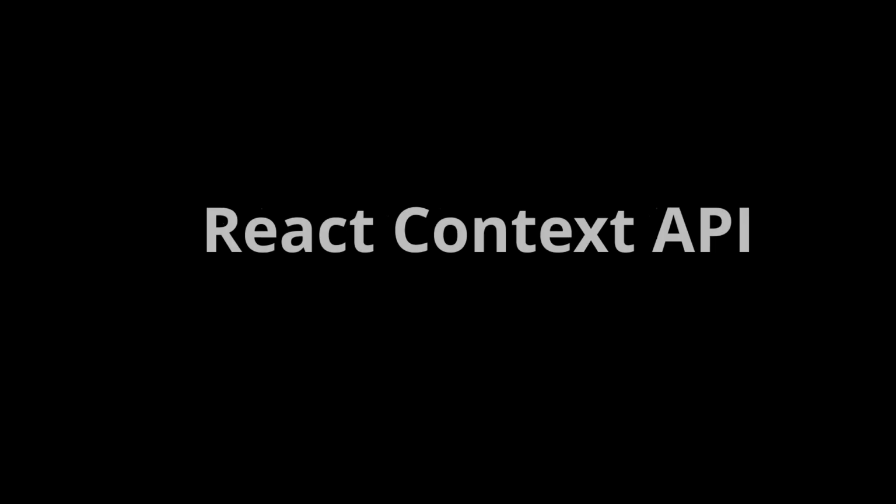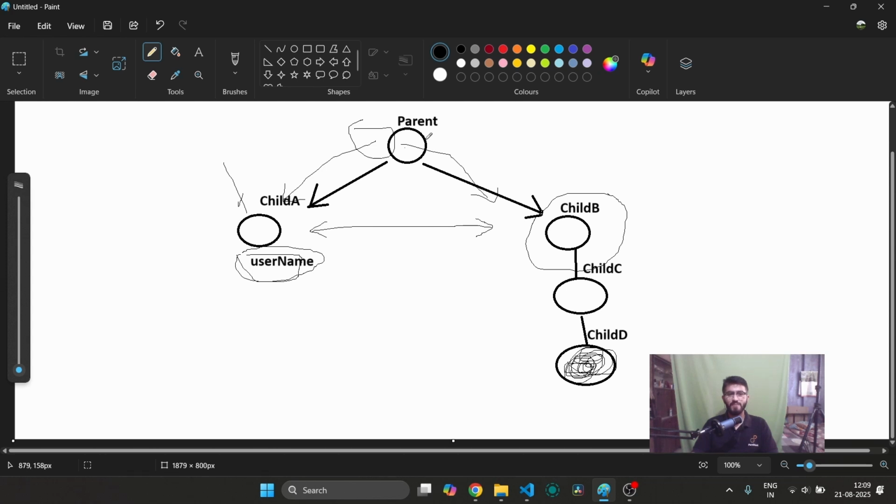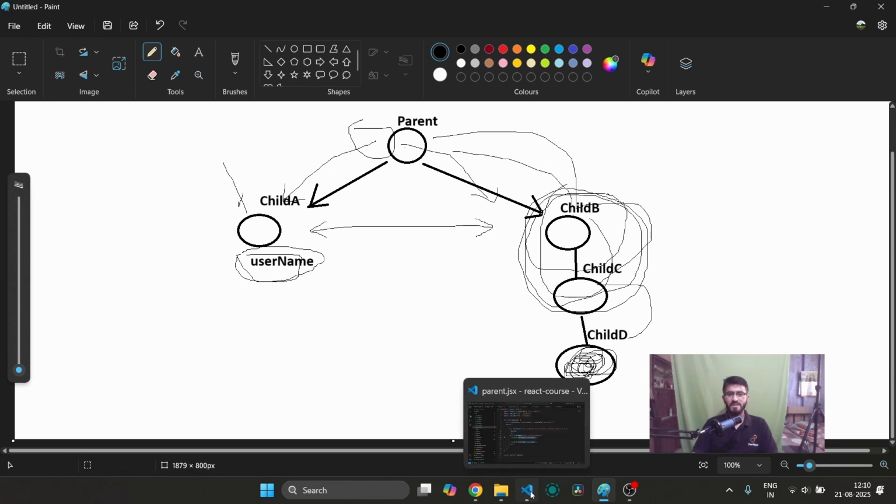Let's get started. So in our last video, we saw whenever we want to send the data from parent component to last of the nested child component, we must pass the data from parent to first child, then to second child, then to last child, even though there is no necessity of that data in the middle components. So to resolve this issue, we use Context API. Let's see in our code.